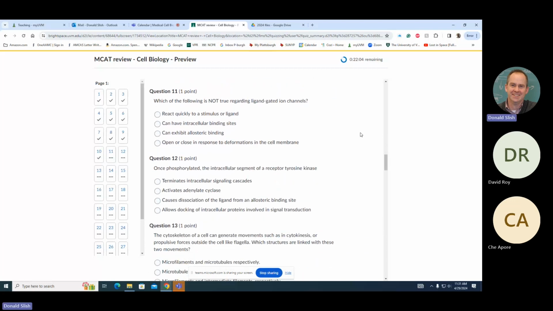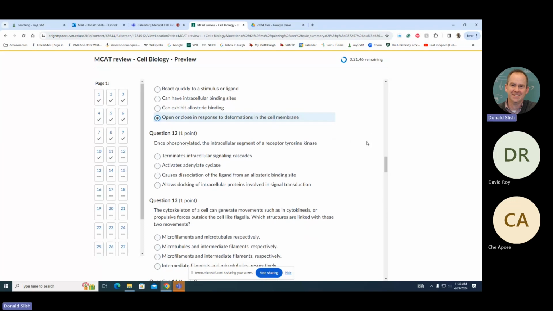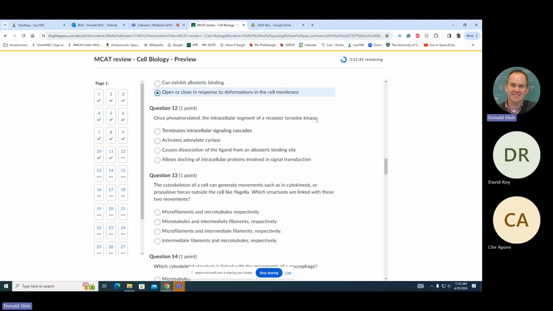Which of the following is not true regarding ligand-gated ion channels? That's definitely true. Probably true. Probably true. Open or close in response to deformations? No. Those are stretch-activated channels. Once phosphorylated, intracellular segment of tyrosine kinase. By the way, I get a message back from the MCAT about questions like this, and if you get them wrong, I change your grade in this. Okay, you have to get this one right. That's our mechanism there.